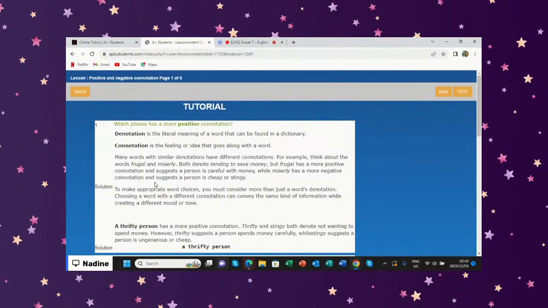For example, think about the words frugal or miserly. Both denote tending to save money. But frugal has a more positive connotation and suggests a person is careful with money. So if someone is frugal with money, they are more careful with money. While miserly has a more negative connotation and suggests someone is cheap and stingy.